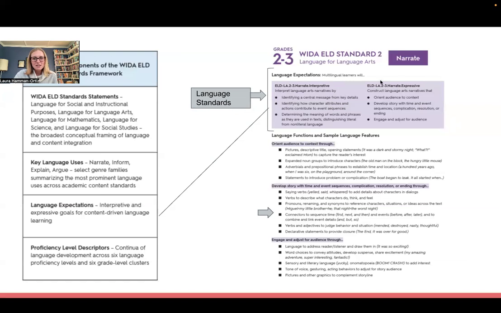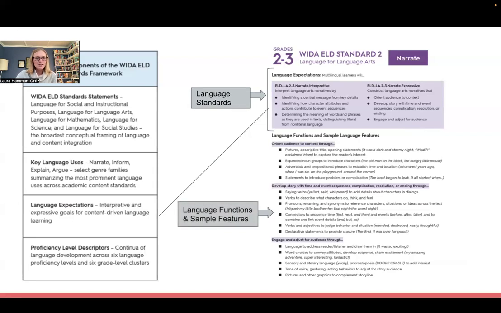And then we see here what they are expected to do with language expressively, right? Construct language arts narratives. So now they're writing narratives or speaking narratives that orient the audience to the context, that develop a story with time and event sequences, complication, resolution, or ending, that engage and adjust for audience. So those are the big picture standards.